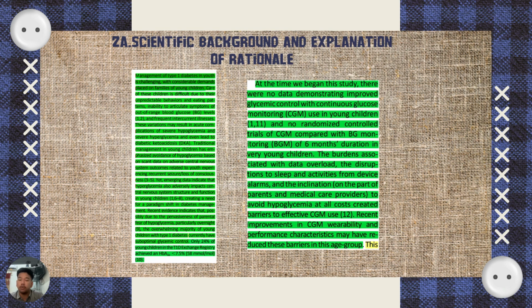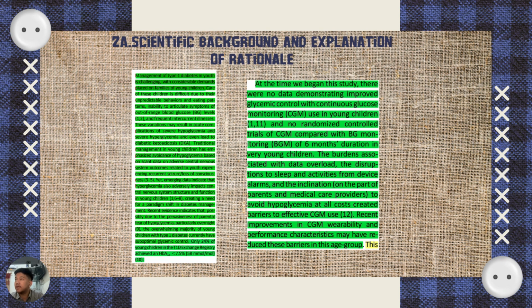And next, item 2A, scientific background and rationale. The introduction describes why the trial is needed. Management of type 1 diabetes in youth is challenging. Recent evidence indicates that the majority of young children have suboptimal glycemic control. This satisfies item 2A by giving a clear rationale for the study.